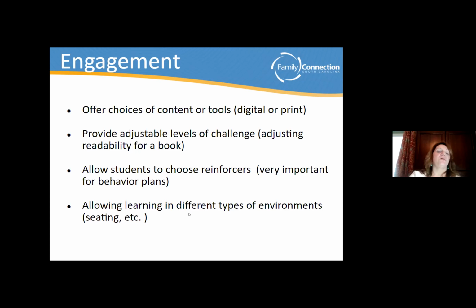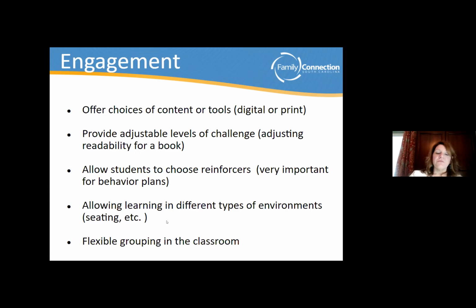We also want to allow learning in different types of environment. So some kids need those seating breaks or movement breaks, standing. I had a little boy last week I was working with, and he was really active, and to get him to pay attention, I had to give him some breaks and I had to let him stand. But we got through everything together, and he gave me a lot of feedback through observing him and what he needed. And so that's another way to adjust that engagement.